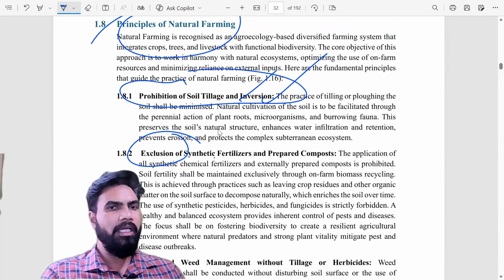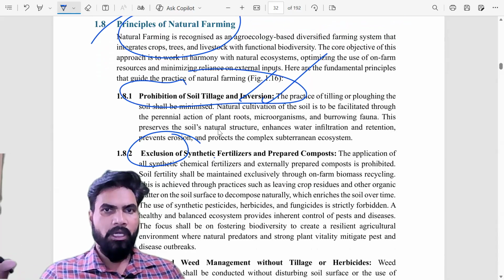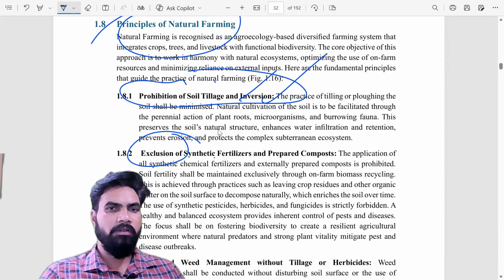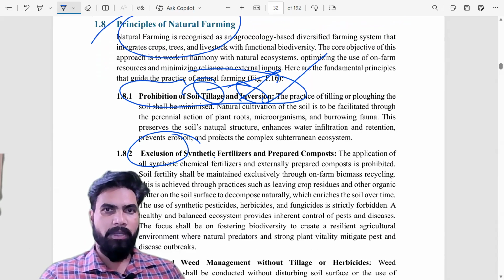Second principle is, if you remember these things, that's more than enough. I think you can easily and properly elaborate what these principles are. So try to remember the major principles. First one is prohibition of soil tillage and inversion. So there will be no tillage or minimal tillage and inversion of the soil. Inversion of the soil means making the soil upside down.